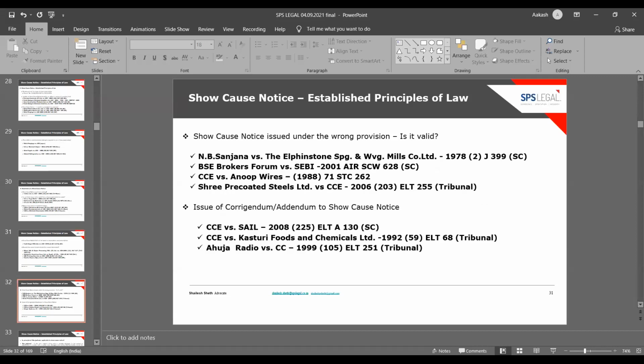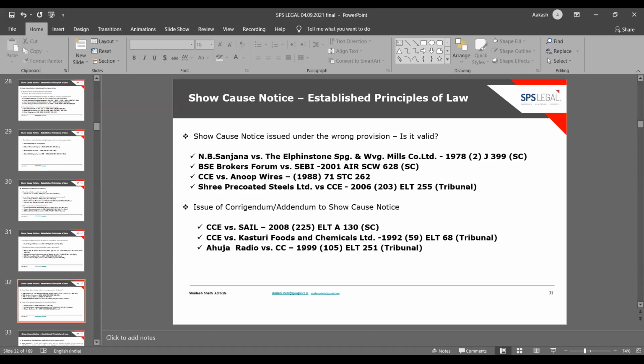Coming to a SCN (show cause notice) issued under the wrong provision, is it valid? By and large, in all these judgments, it is settled law that the mere issue of the show cause notice under a wrong provision will not invalidate the notice if the power to raise that allegation can be traced to a particular provision in the law.